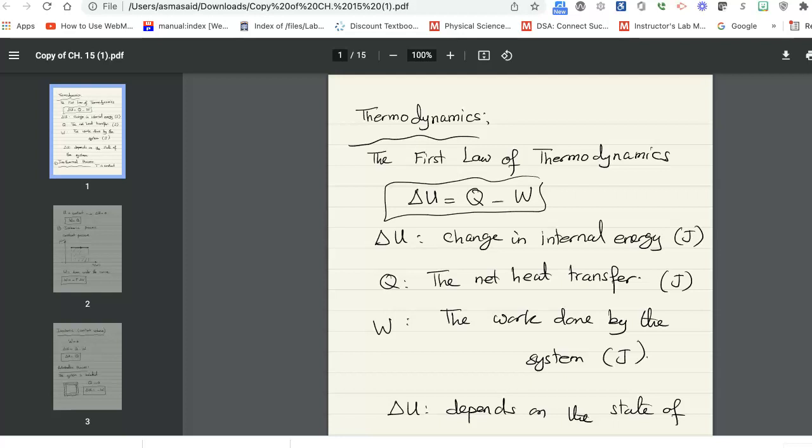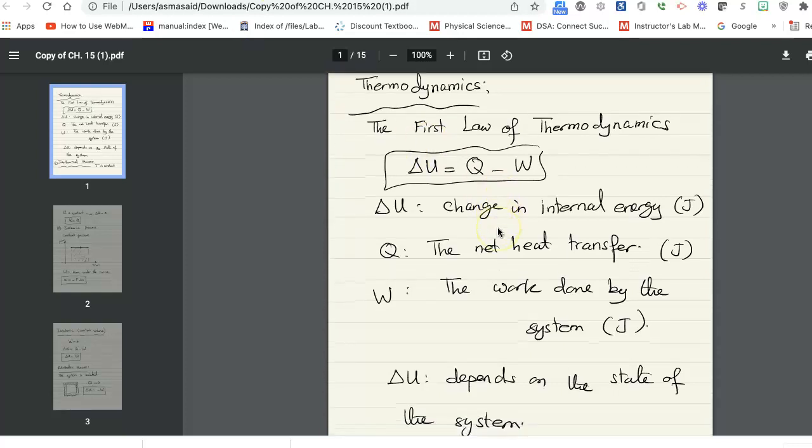It's a very trivial statement. If I have an object A that is in thermal equilibrium with B, and B is in thermal equilibrium with another object C, then for sure A is in thermal equilibrium with C.